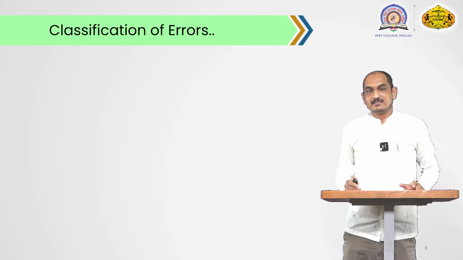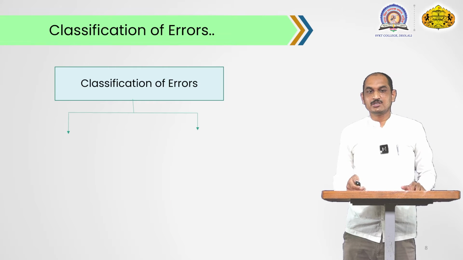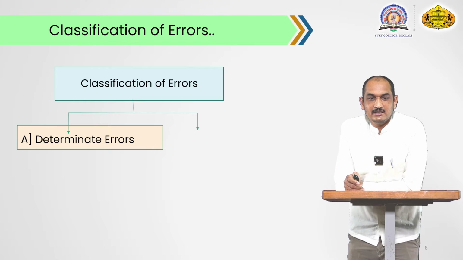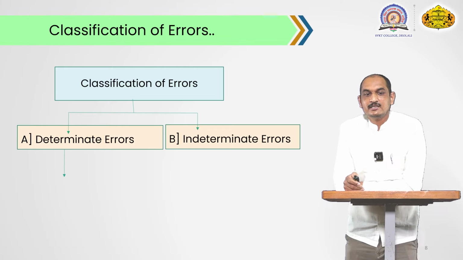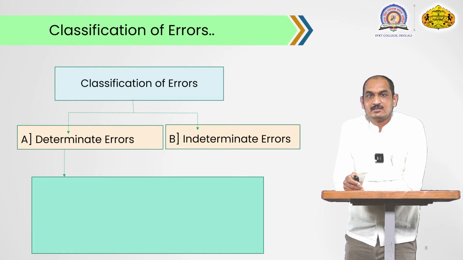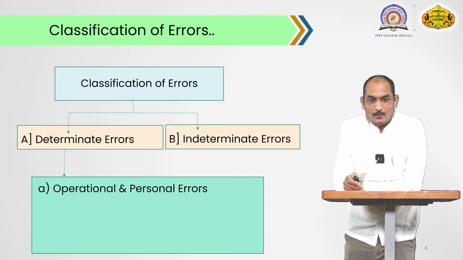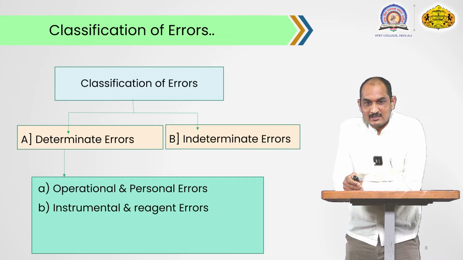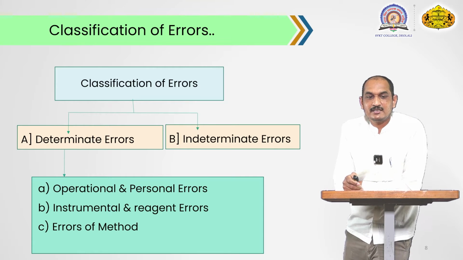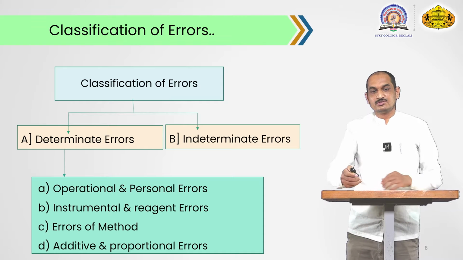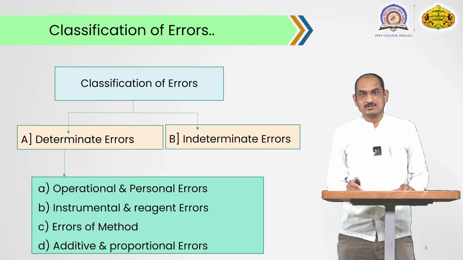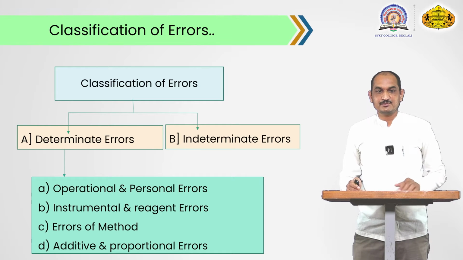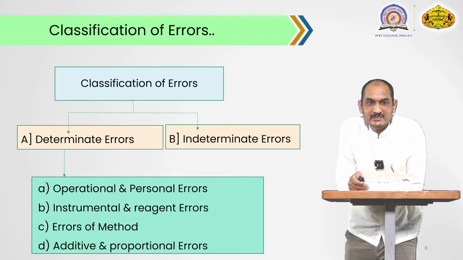The errors are generally classified into two types. The first type is determinate errors and the second type is indeterminate errors. The determinate errors are further subdivided into four types. First is the operational error, second is the instrumental and reagent error, third is the error of method, and fourth is the additive and proportional errors. In today's session, we will discuss all these types of errors one by one with examples.